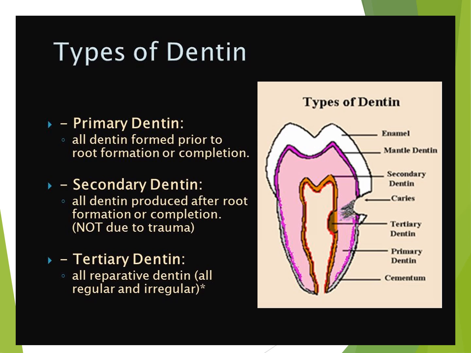So what is primary dentin? It is the dentin that is formed before the root formation. Secondary dentin is formed after the root formation, and tertiary dentin is also known as reparative dentin.